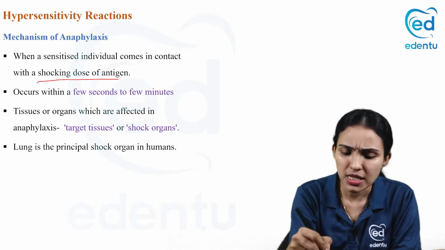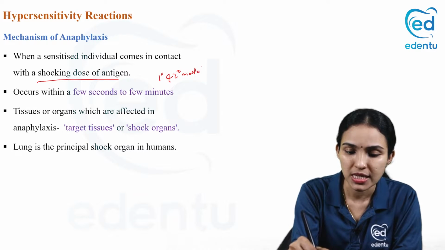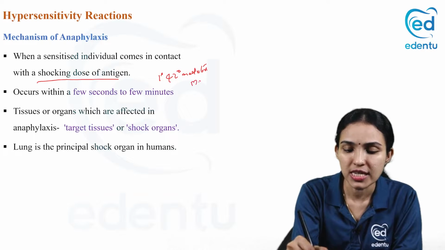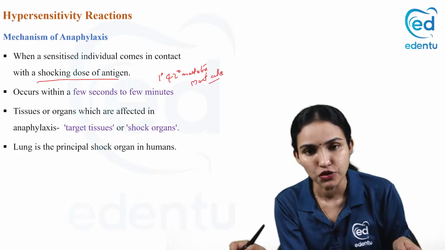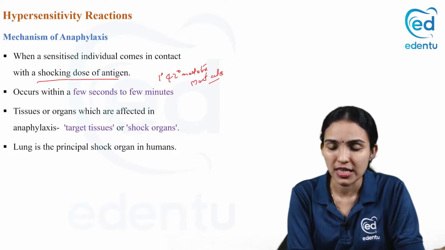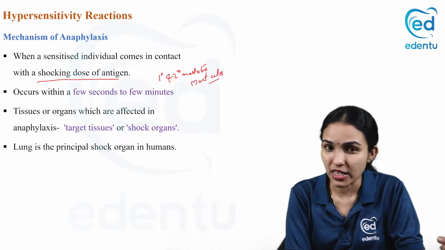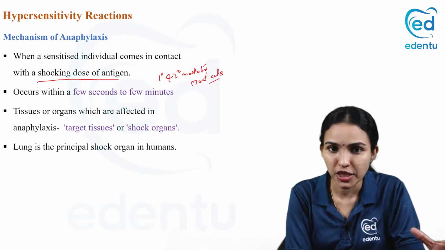And what happens is, there is sudden release of these mediators, the primary and secondary mediators, from the mast cells. What are the primary mediators? Histamine and serotonin. What are the secondary mediators? Those are the prostaglandins and thromboxane. What they do is, they have actions like vasodilatation, bronchoconstriction, and smooth muscle contraction.